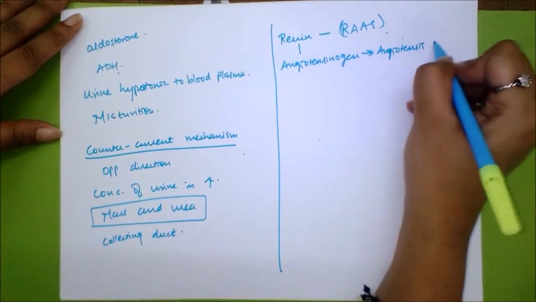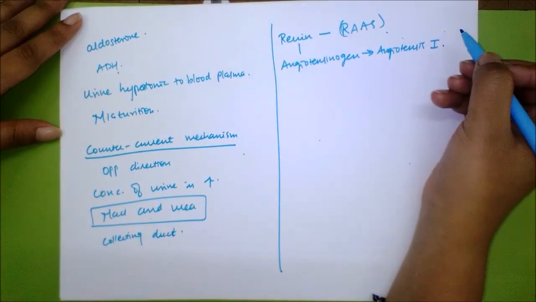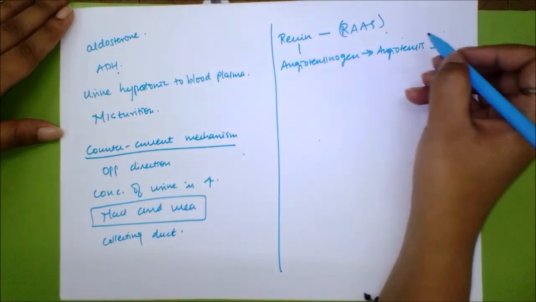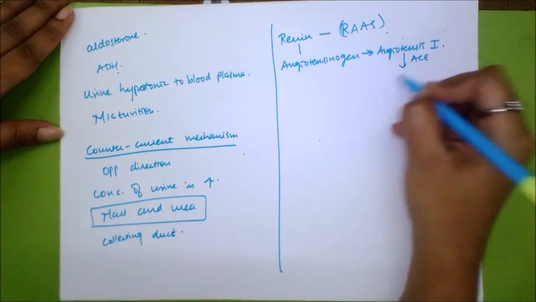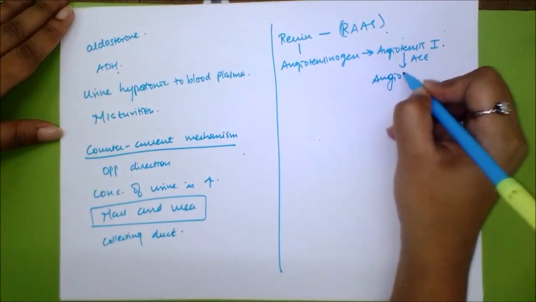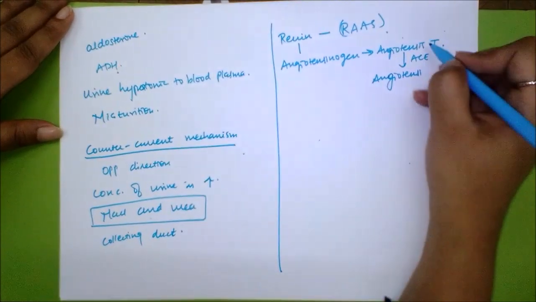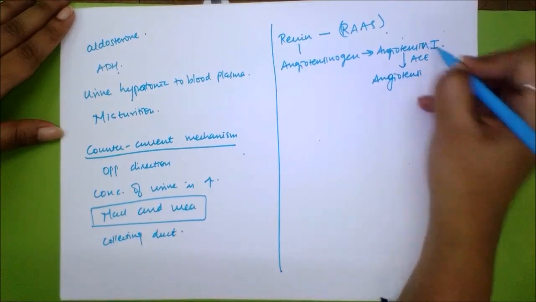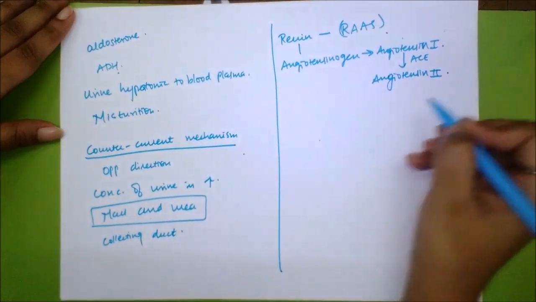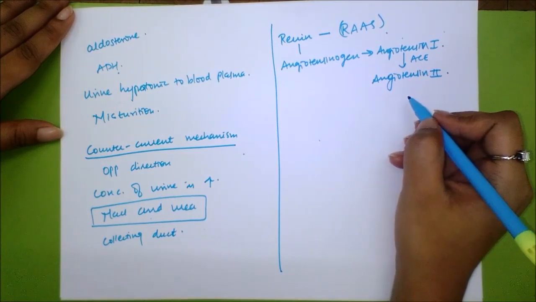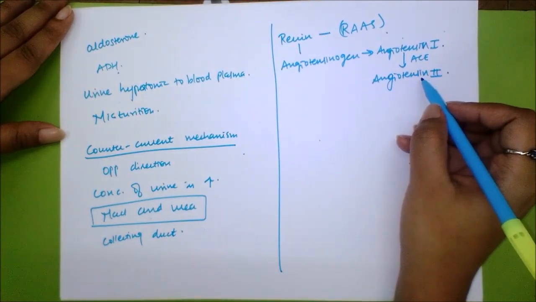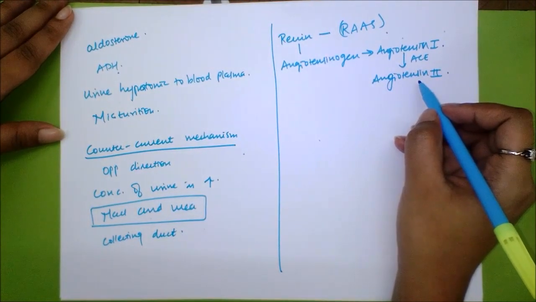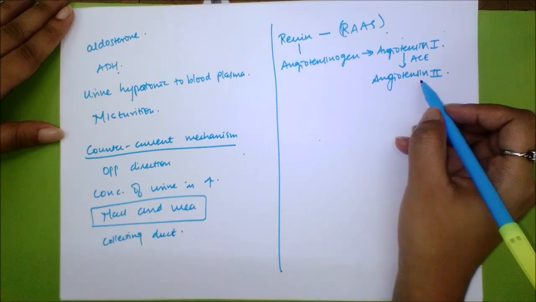Now angiotensin converting enzyme, that is ACE, will convert angiotensin 1 to angiotensin 2, a peptide hormone that is the active form. Angiotensin 2 increases the synthesis and release of aldosterone, raises blood pressure directly by constricting blood vessels, and stimulates sodium reabsorption by the proximally convoluted tubule, that is PCT.